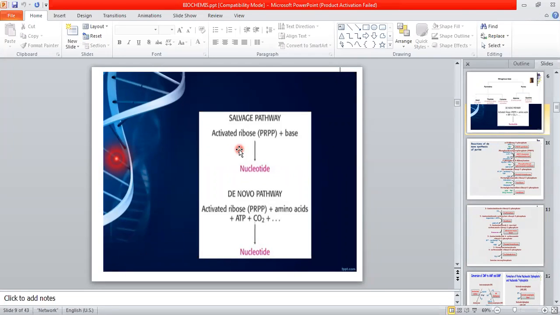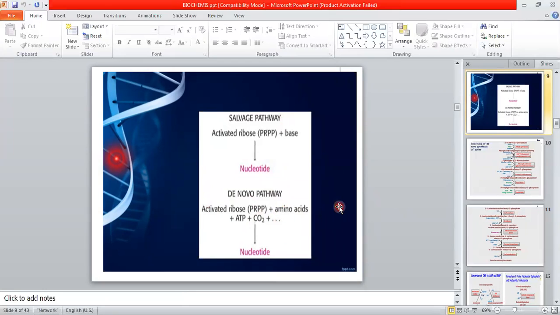Next one, this one is another thing. This one is, I can say, a trick to learn that in the salvage pathway, the starting material will be PRPP plus base. Then only you can make a nucleotide. And when many types of nucleotides are formed, that will be called your particular DNA or RNA. Next, in the case of the de novo pathway, the starting material will be PRPP, amino acid, ATP, and CO2. Then only you can make your nucleotides.